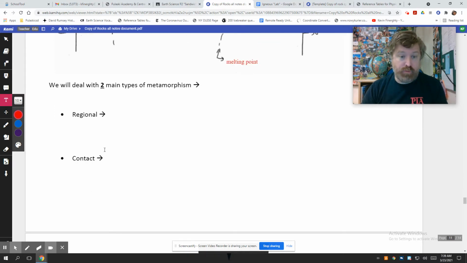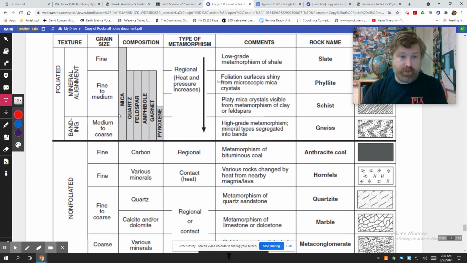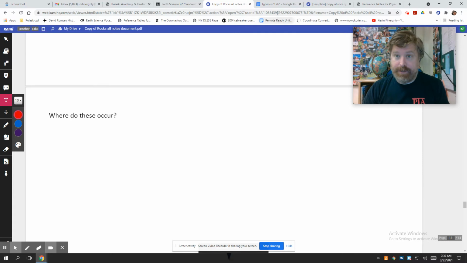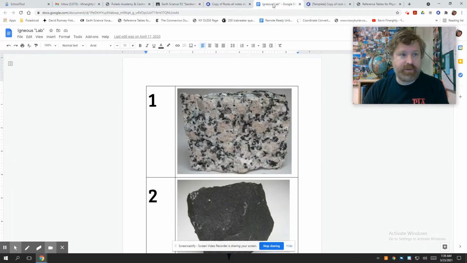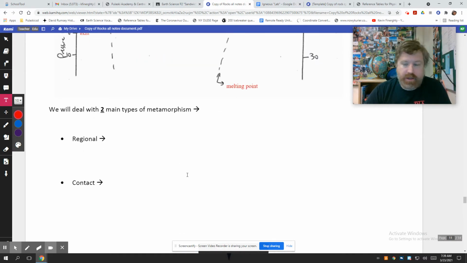All right, so we're going to deal with two main types of metamorphism, regional and contact. And when we get to the reference table, you're going to see those words pop up. Type of metamorphism: regional, contact. Big goal here, what we're trying to do is just learn to identify these rocks. And then same as usual, you'll get your rock lab, except I opened up the igneous one. I'll have to change that. And yeah, you'll do great. So what are the two types?